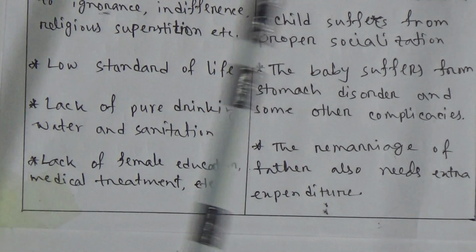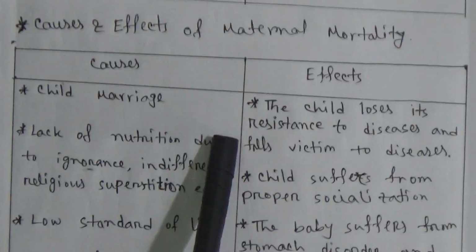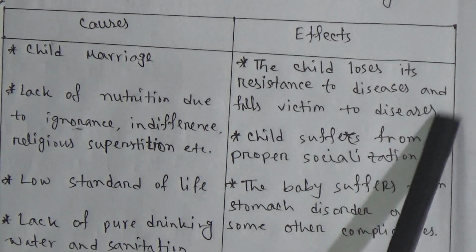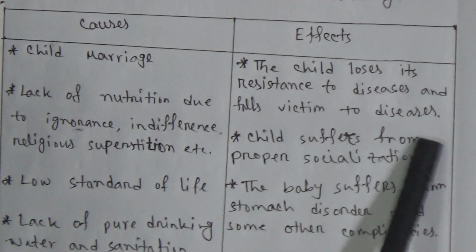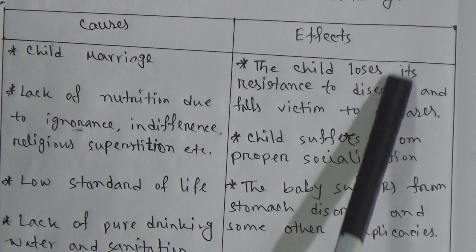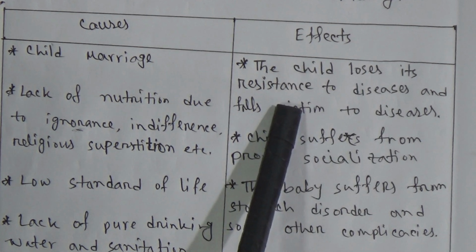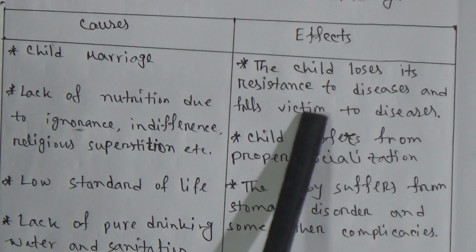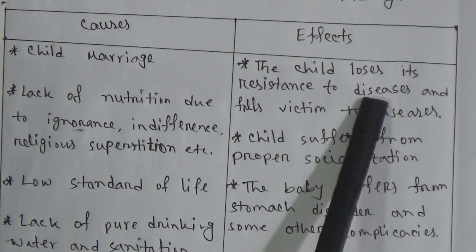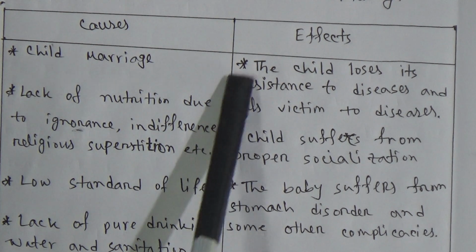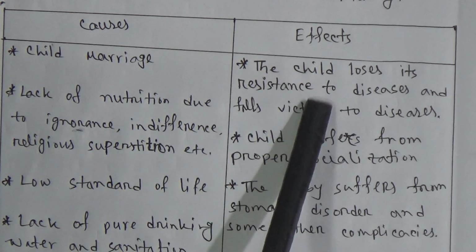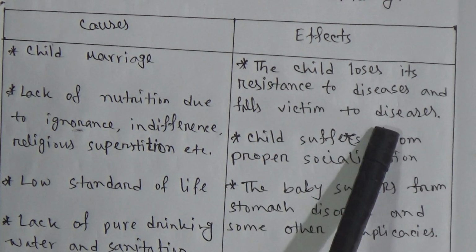And then effects. The child loses its resistance to disease and falls victim to diseases. Whenever the mother of a child dies, the child loses resistance to disease, because that child doesn't get the milk of its mother. That means the things by which it would be protected from diseases are missing, so that actually kills. So that's why it becomes the victim of diseases.